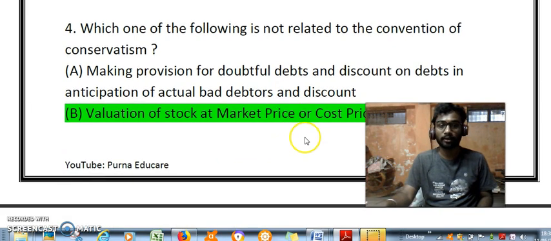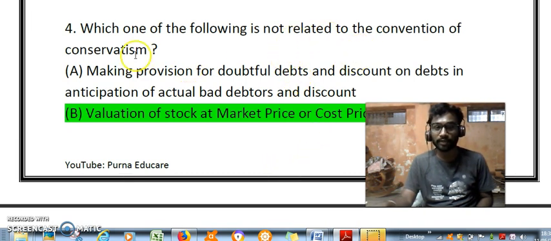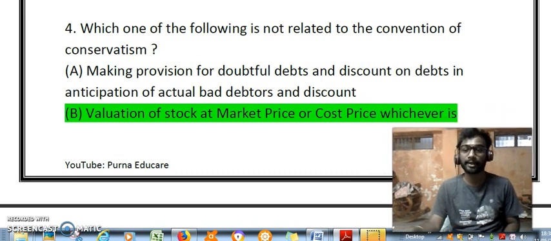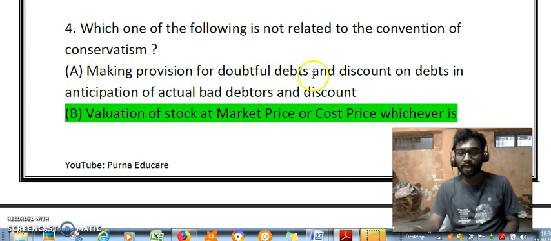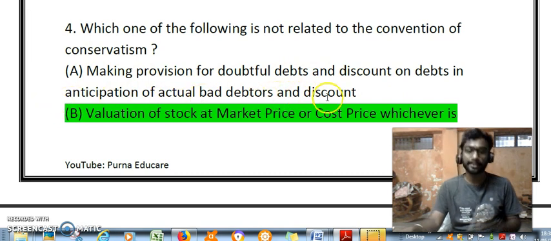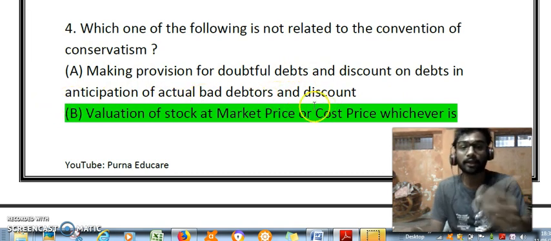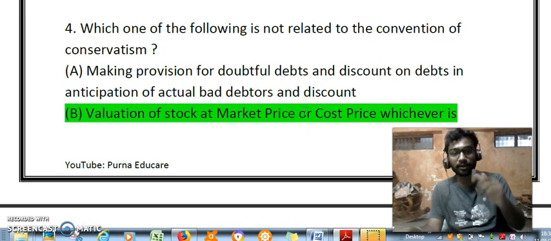So now we have the fourth question. Which one of the following is not related to the convention of conservatism? Conservatism speaks about creating provisions for the better future of the business, right? Option A, making provisions for doubtful debts and discount on debtors in anticipation of actual bad debts and discounts. Yes, this is one of the important things related to the convention of conservatism.